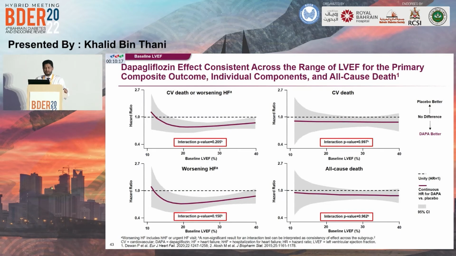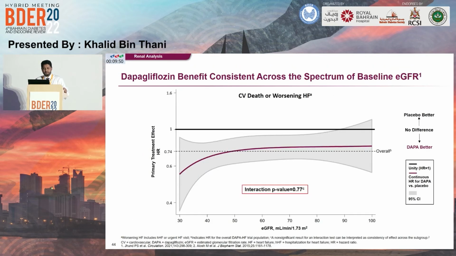The effect is also consistent in regards to the range of ejection fraction, because I get a lot of questions regarding whether we should start it for an ejection fraction of 15% or 20% or 30%. I think the primary composite outcome and the individual component of all-cause death is not different between the levels of ejection fraction in these patients.